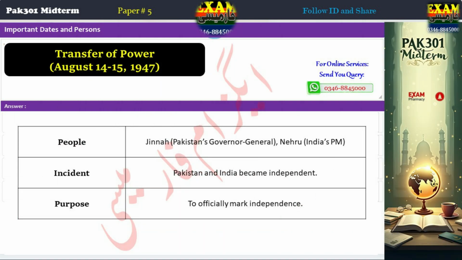Transfer of power, August 14th to 15th, 1947. Date: August 14th to 15th, 1947. Incident: Pakistan and India became independent. People: Jinnah, Pakistan's Governor-General. Nehru, India's PM. Purpose: to officially mark independence.